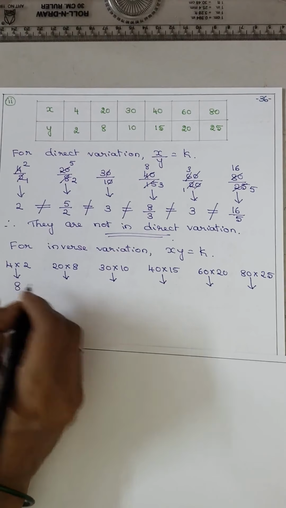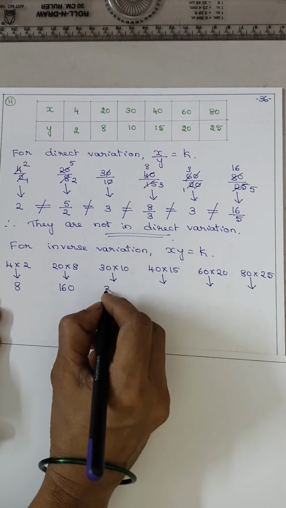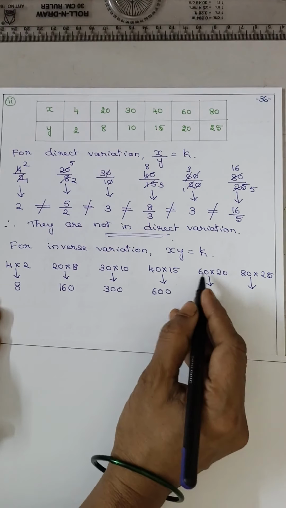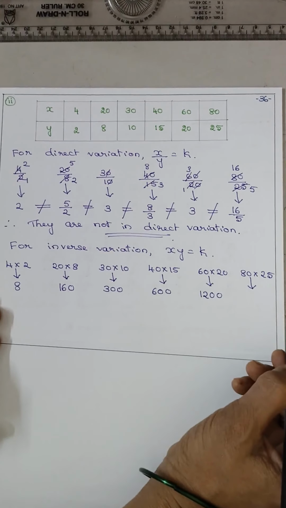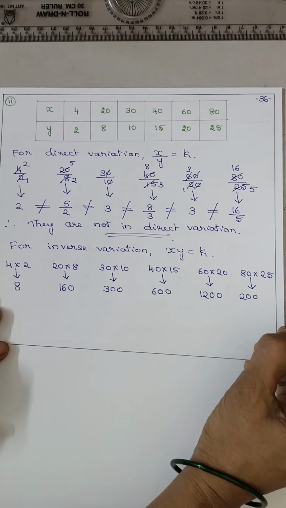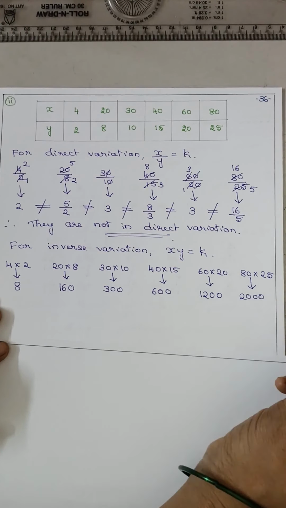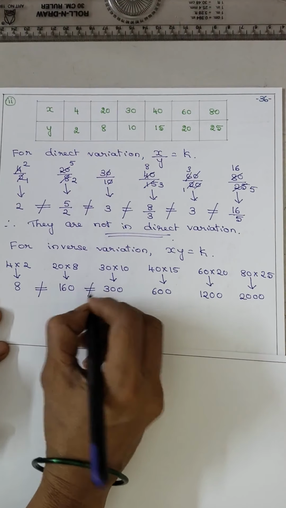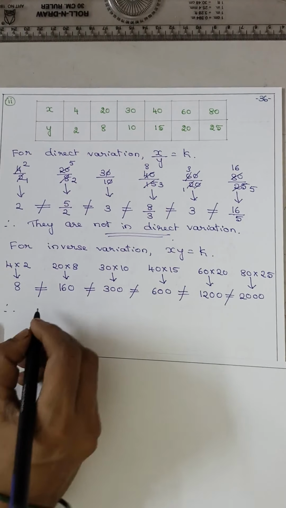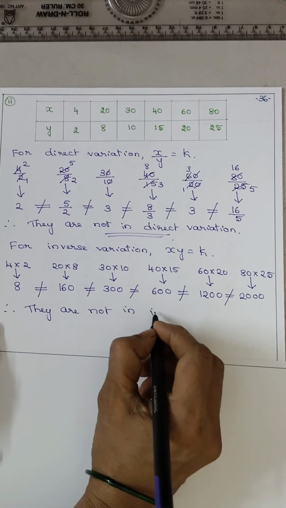4 twos are 8, 20 eights are 160, 30 tens are 300, 40 fifteens are 600, 60 twenties are 1200, 80 twenty-fives are 2000. So they are not equal again. So then what will you write? They are not in inverse variation.